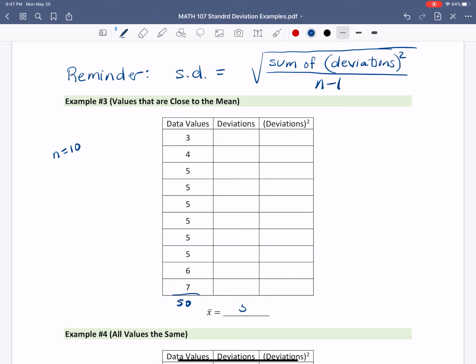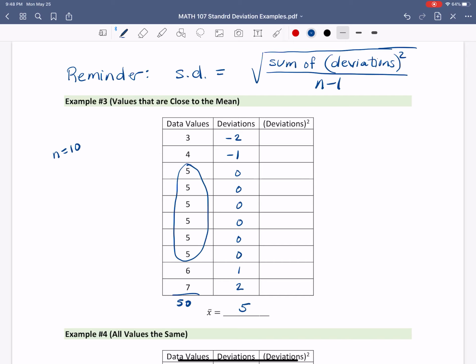But again, notice that these values seem to be more clustered close to the mean. In fact, these 6 values right here are all equal to the mean. So that's going to mean something to us too. So let's just let the numbers tell us what the story is here. If I subtract 5 from every data value, that means this is going to be -2. There's going to be -1, and we're going to have 6 zeros in a row. And then 6 minus 5 is 1, and 7 minus 5 is 2.